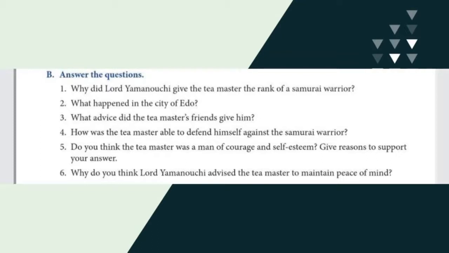And the third one is, what advice did the tea master's friends give him? We know very well that the first friend says that we can give the money and ask him to leave. So the next one says that if he does not agree with that, we can go to the emperor's court and we can get help from the Lord Yamanouchi.